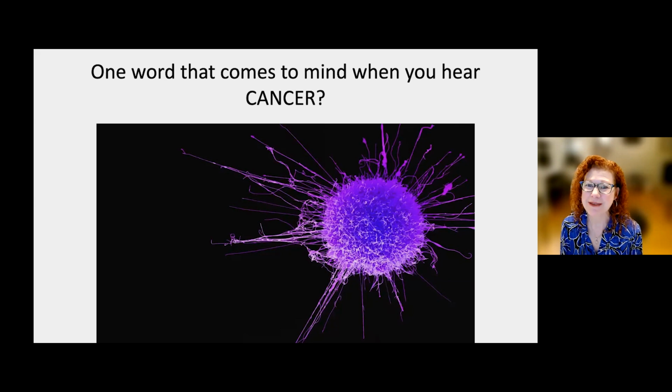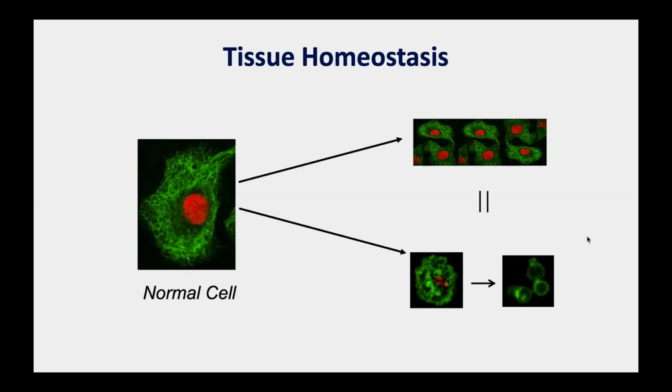But a common theme of all cancers is that they arise from uncontrolled cell proliferation. So cancers arise from uncontrolled cell proliferation, as I said. So our organs and our tissues normally maintain what we call homeostasis. And homeostasis means that the organs and tissues maintain the same number of cells. And they do this by carefully regulating processes of cell proliferation and cell death.